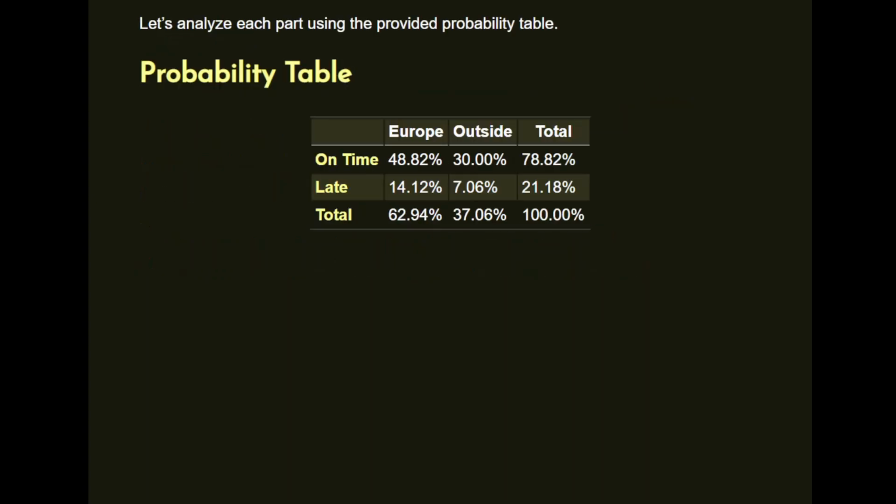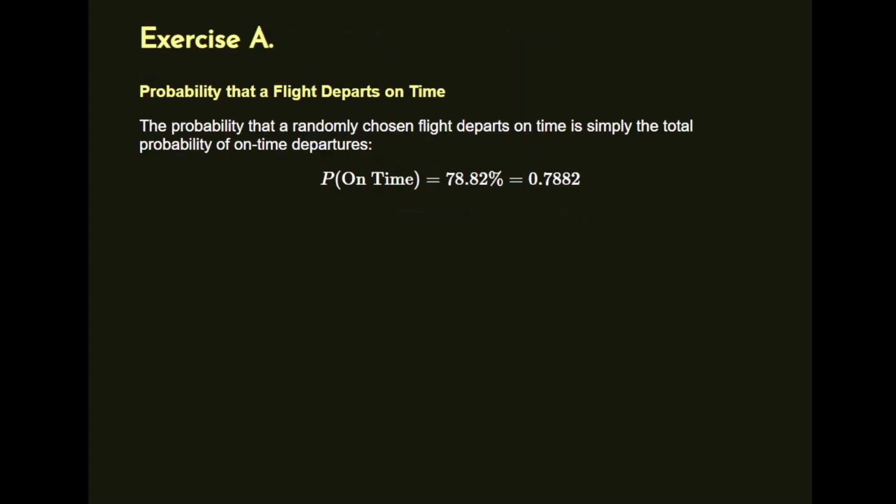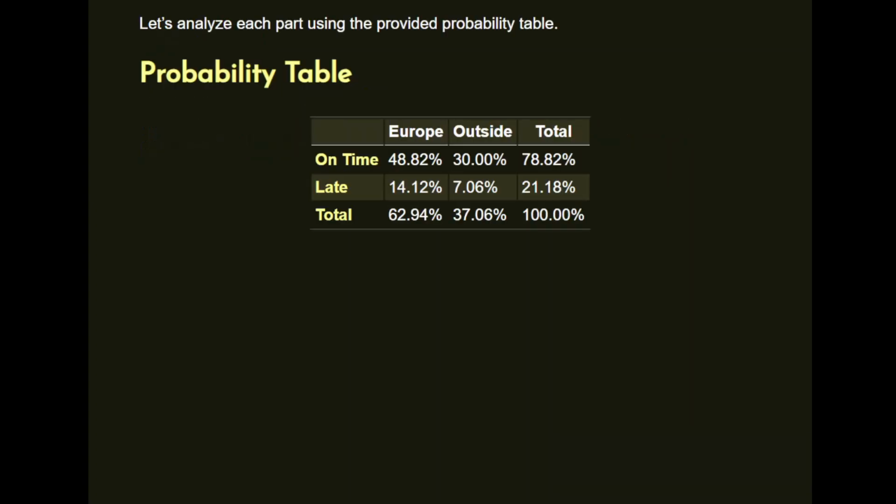For exercises A, B, and C, it's straightforward enough. We just have to remind ourselves about this table here. In the first case, the probability that a flight departs on time is essentially the total probability of the on-time departures. 48.82% go inside Europe, 30% go outside Europe. Altogether, that is 78.82. Essentially, we're reading that total value in the last column on the right-hand side, up at the top, 78.8. That corresponds to the probability of leaving on time.